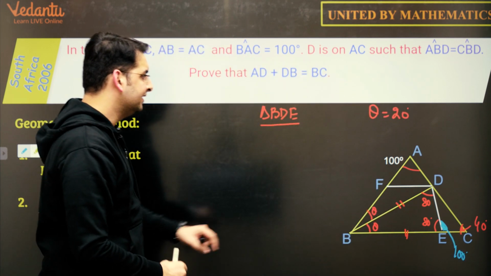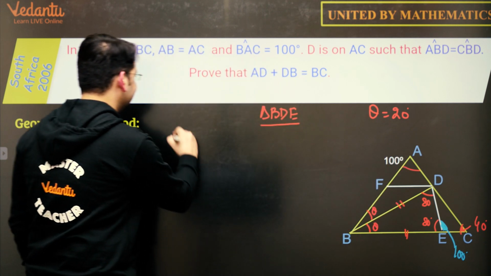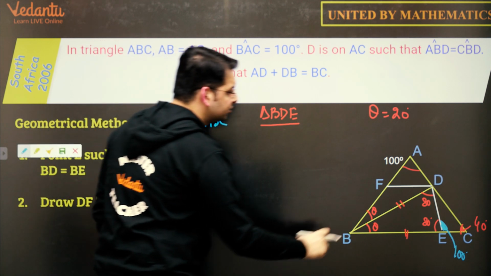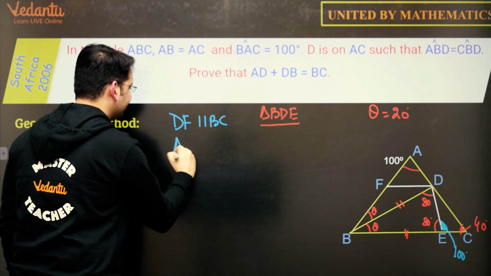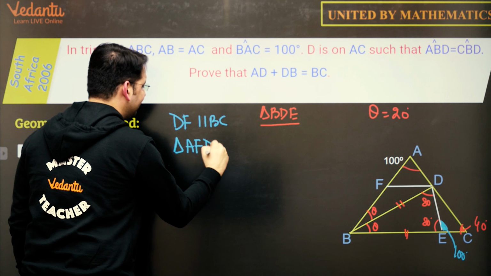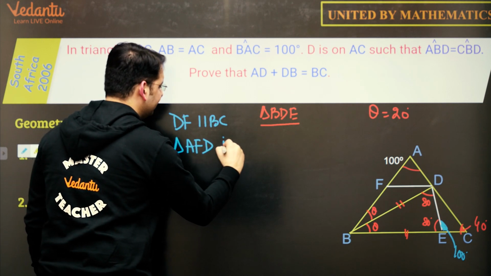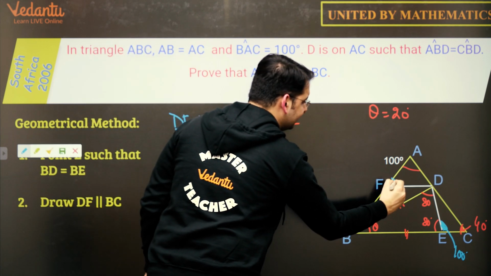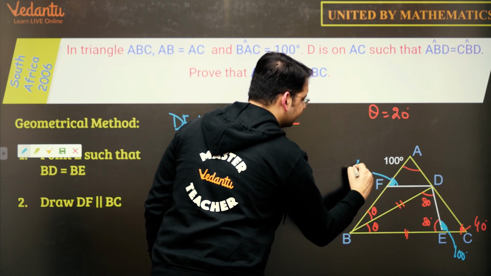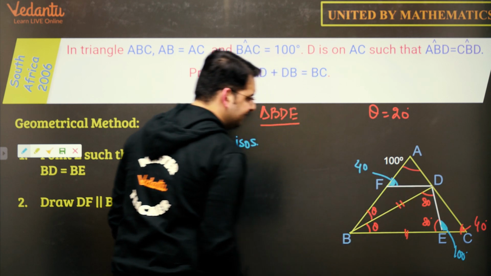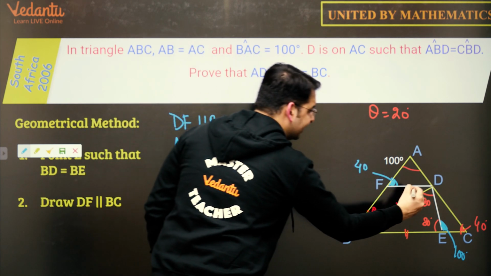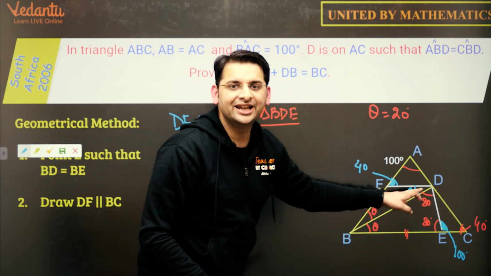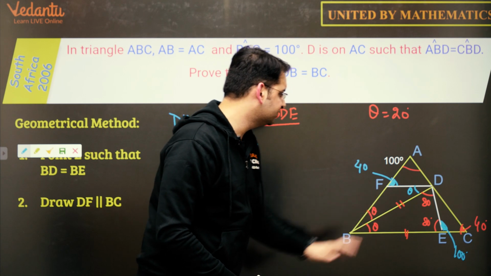Now, what do we have? Since DF is parallel to BC, can I also say that triangle AFD is isosceles as well? That means this angle is equal to 40 as well, because of course this is parallel to this. And if this is theta, can I say this angle would also be theta, because FD is parallel to BC. These are alternate interior angles. So this is theta, this is also theta.